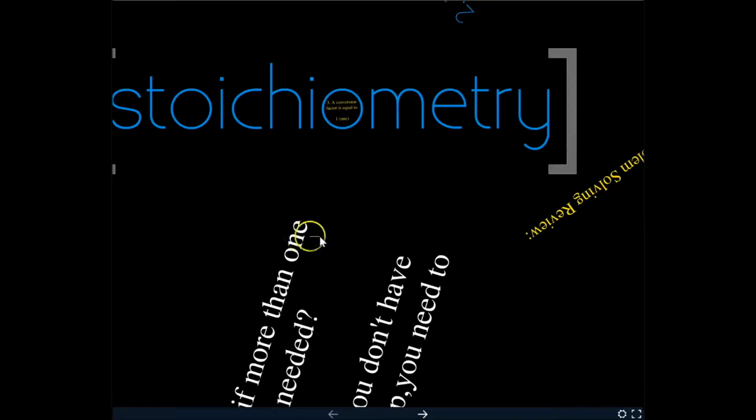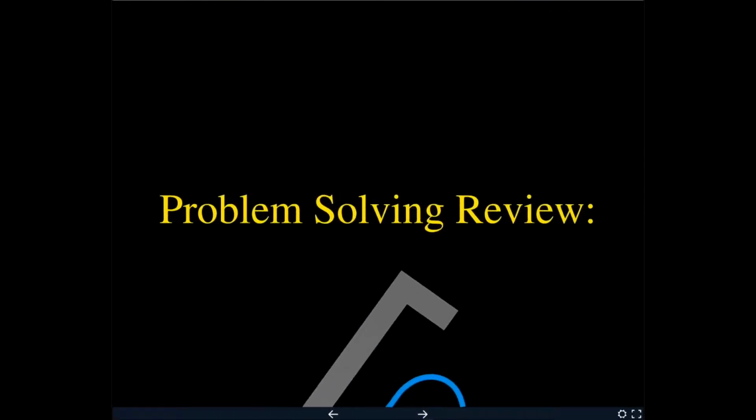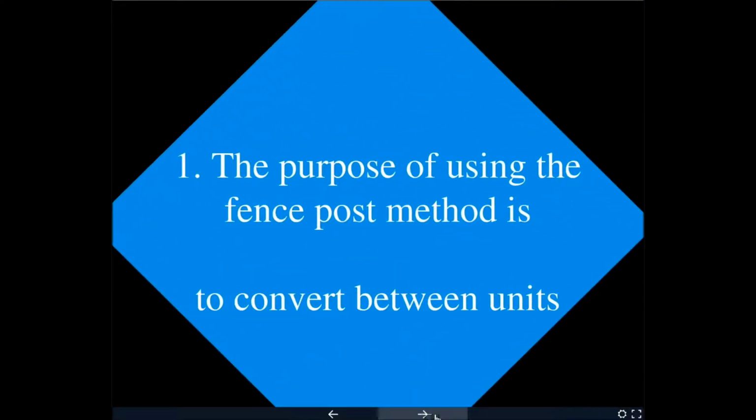Okay guys, we are going to finally do our stoichiometry lesson. So before we get into stoichiometry, let's do a problem solving review. Okay? We did this in the mole unit. We also did this in the beginning of the year with conversions. So let's review. The purpose of using the fence post method, or T-chart, whatever you want to call it, is converting between units. So that's what we're going to be doing.